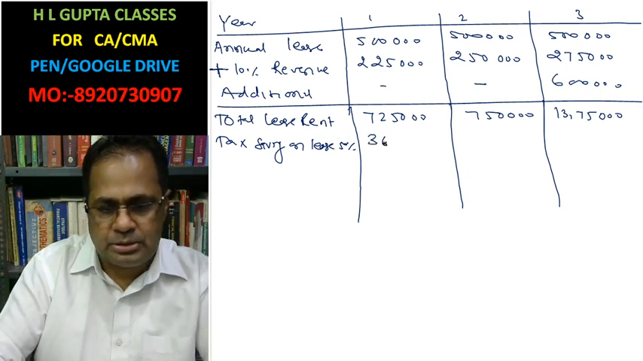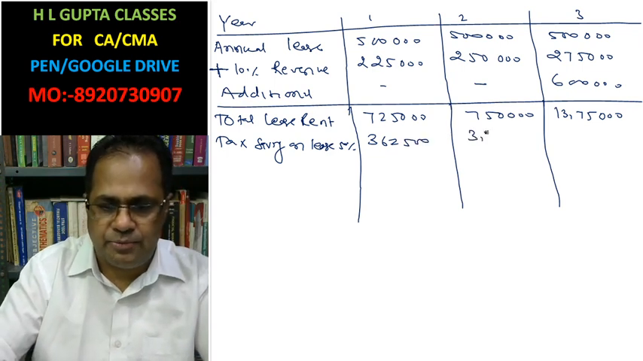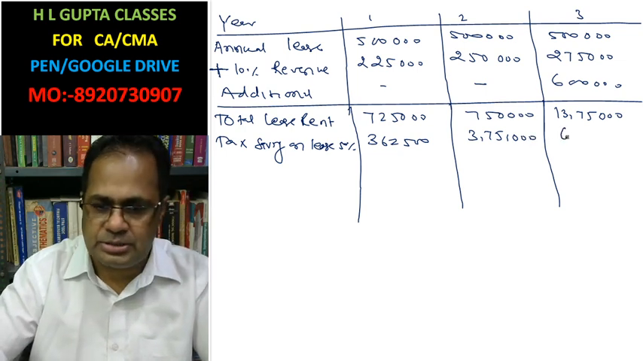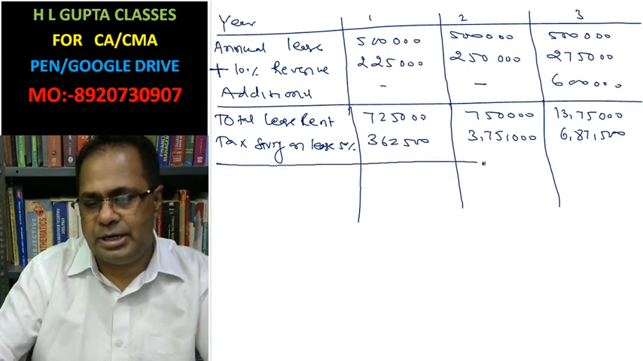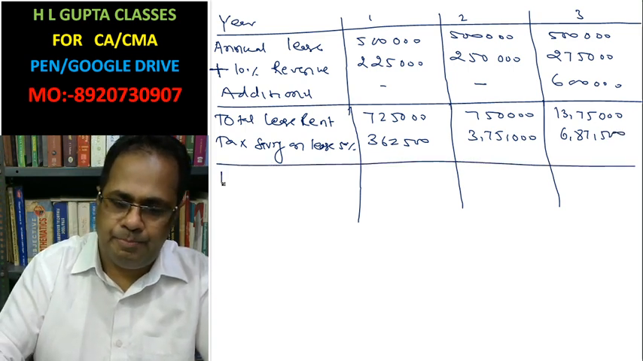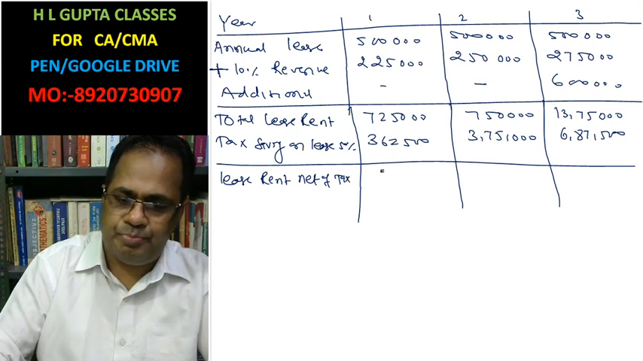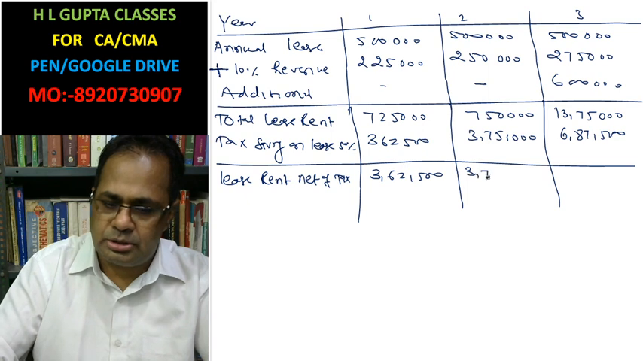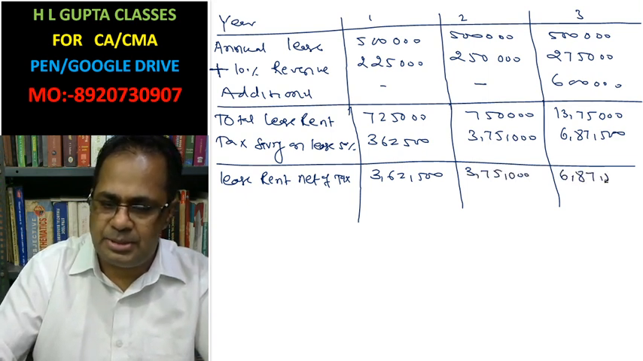Tax saving on lease: 3,62,500, 3,62,500, 3,75,000, 6,87,500, 6,87,500. Lease rent net of tax: 3,62,500, 3,75,000, 6,87,500.